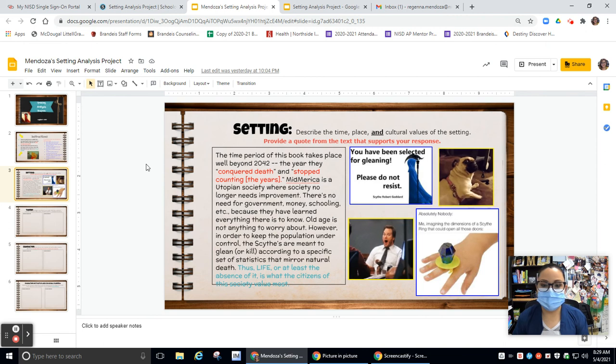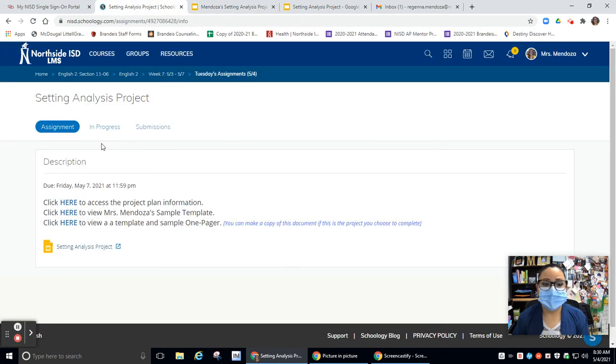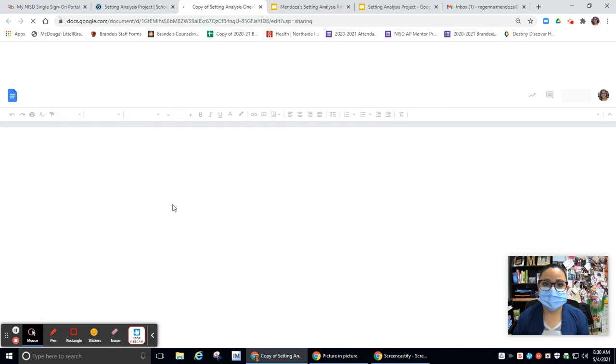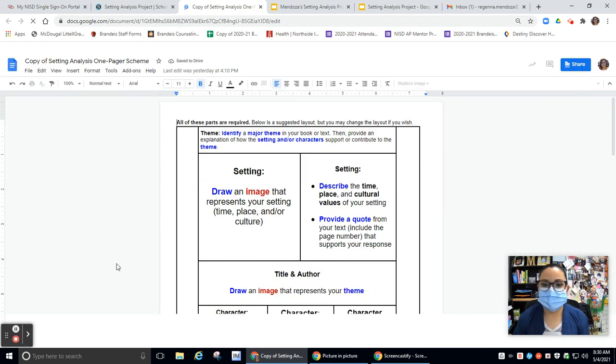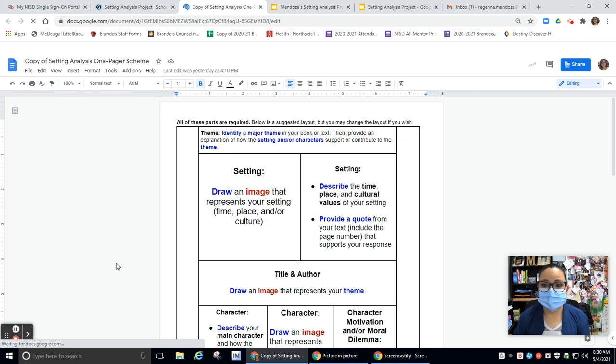So it's just a paragraph. I included my evidence, and ultimately I talked about the cultural values because that was really important in this book, okay? If you choose the one-pager instead of the template, this is kind of an outline, if you will, of maybe how you can organize it. It's just a suggestion. You can change it, but you have to have all of the information in here, okay?